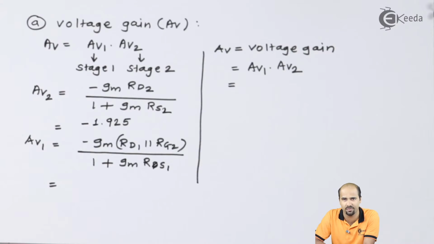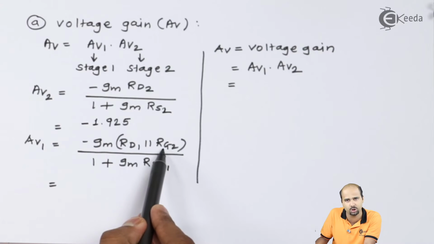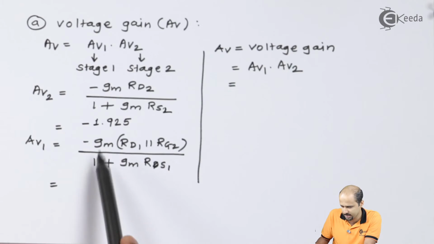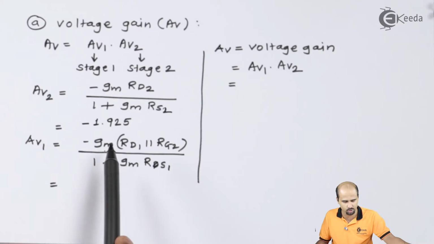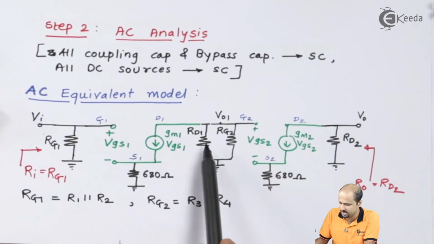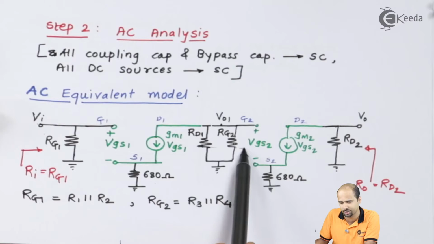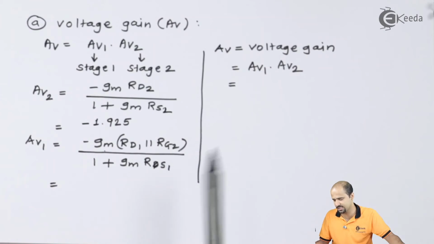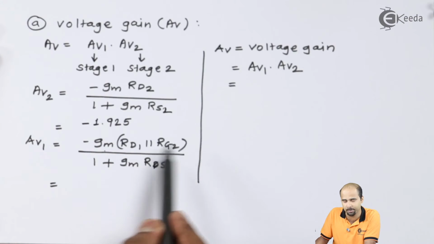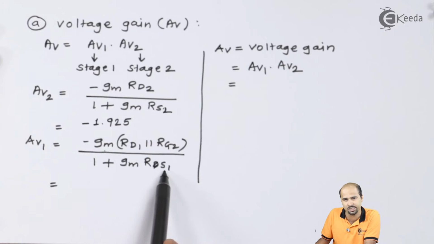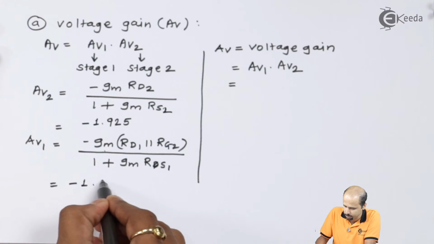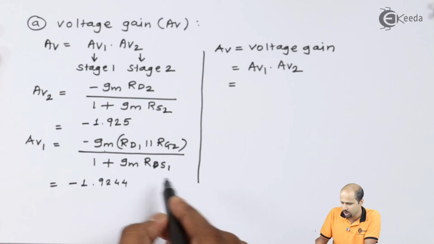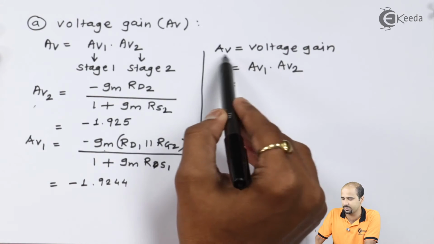Now if we check the value of AV1, that can be slightly different than that of your AV2. That totally depends on the value of RG2 that I'm putting for the stage number 2, right? So let's see, gm into parallel combination of RD1 and RG2. As we get to know that in the AC analysis equivalent model, this RD1 and RG2 are both parallel to each other, so we have to incorporate both the resistances. I can say RD1 parallel to RG2, that I'll have to calculate, multiplied by gm, divided by the same factor 1 plus gm RS1, as RS1 is same as RS2, the denominator factor will be same. Okay, so here there will be slight change, we'll be getting minus 1.9244.